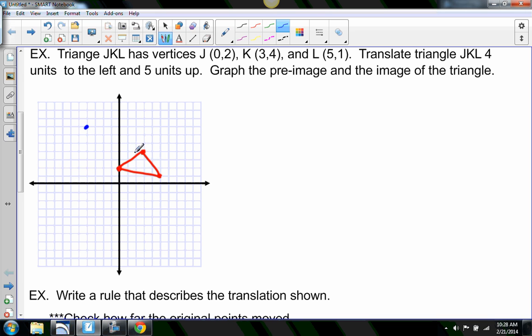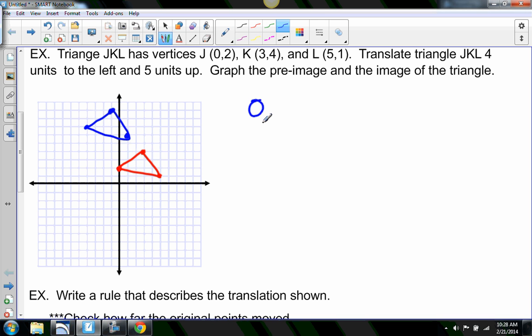Take this point and go 1, 2, 3, 4 to the left and 1, 2, 3, 4, 5 up. Take this point and go 1, 2, 3, 4 to the left and 1, 2, 3, 4, 5 up. There is the exact same triangle. All I did was slide it, I translated it, right? 4 units to the left and 5 units up. That's the easiest way to do it.